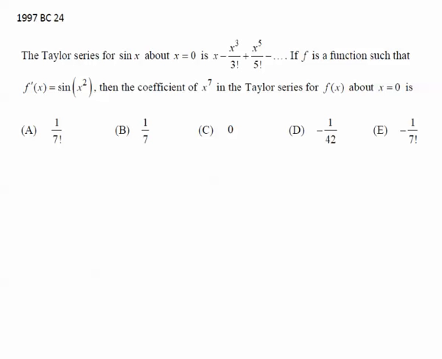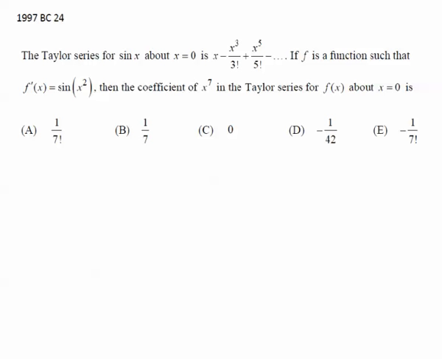All right, 1997, BC 24. The Taylor series for sine about x equals 0 is, and they actually give you the Taylor series representation for sine. If f is a function such that f prime of x is sine of x squared, then the coefficient of x to the 7th in the Taylor series for f of x about x equals 0 is what?